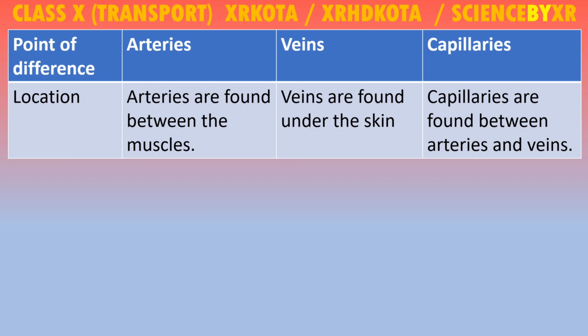Location: where are arteries? Arteries are found deep in the muscles, between the muscles, so that they get extra protection. Veins are found under the skin, and capillaries are found in between arteries and veins.